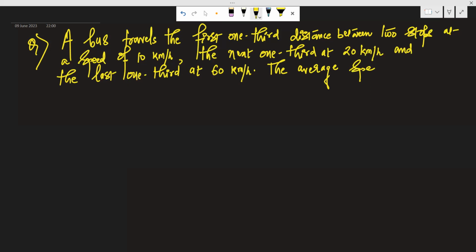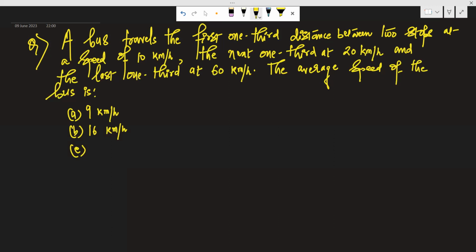The average speed of the bus is: option A, 9 kilometer per hour; option B, 16 kilometer per hour; option C, 18 kilometer per hour; option D, 48 kilometer per hour.